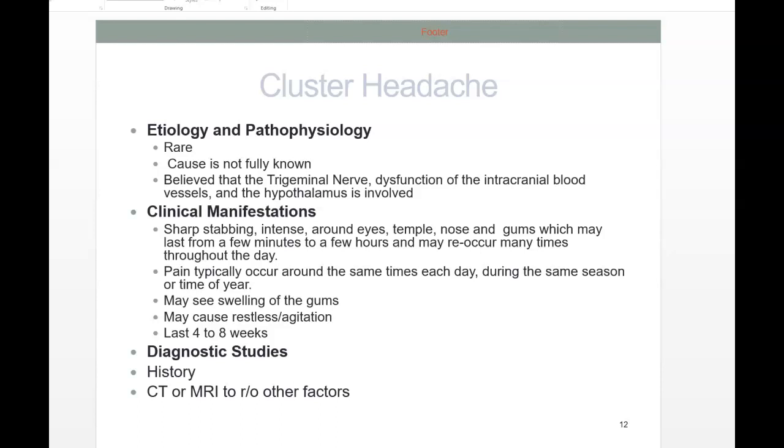Clinical manifestations are sharp, stabbing, intense pain around the eyes, temple, nose, and gums, which may last from a few minutes to a few hours and may recur many times throughout the day. The pain typically occurs around the same time each day during the same season or time of year. You may see swelling of the gums, and it may cause restlessness and agitation, and it can last up to 4 to 8 weeks. How do we diagnose? Through a history. They also might do a CAT scan or MRI to rule out other factors.